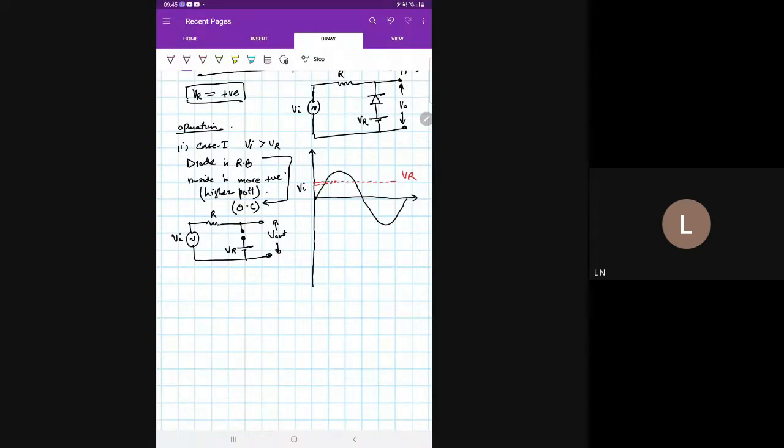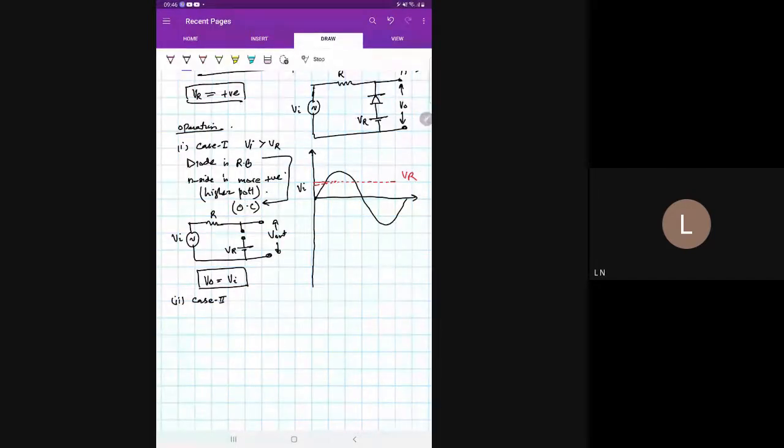So Arba will tell me, what will be V output in this case? V output will be equal to V input. So this is the first case. Whenever input is above reference voltage, your V output will be all the way equal to input. Okay, but what if the case is other?